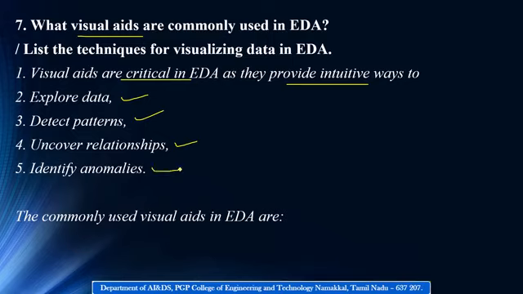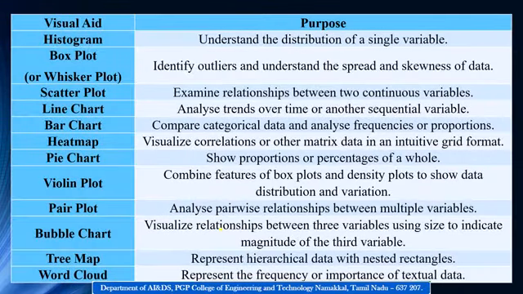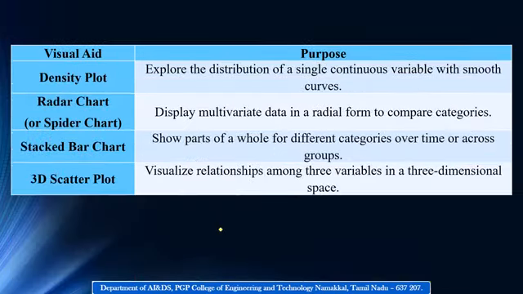So what are the visual aids available in EDA? A very big list is available. You can see here: histogram, box plot, scatter plot, line chart, bar chart, heat map, pie chart, violin plot, pair plot, bubble chart, tree map, word cloud, density plot, radar chart, or we can say spider chart, stacked bar chart, and 3D scatter plot. So these are all the visual aids available for EDA.